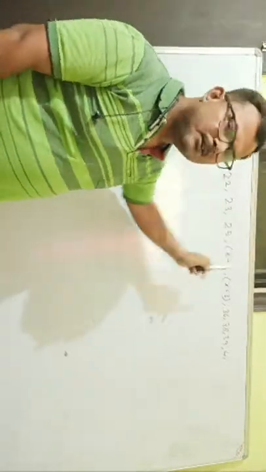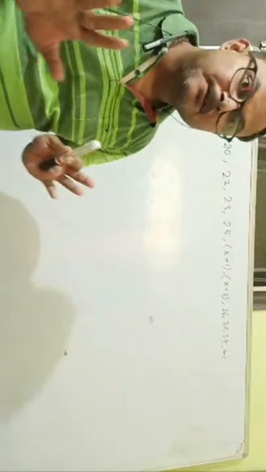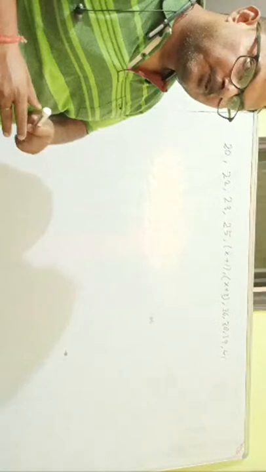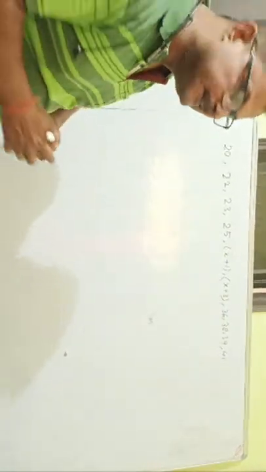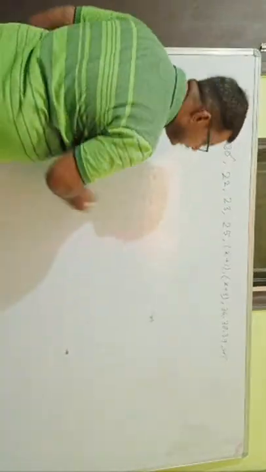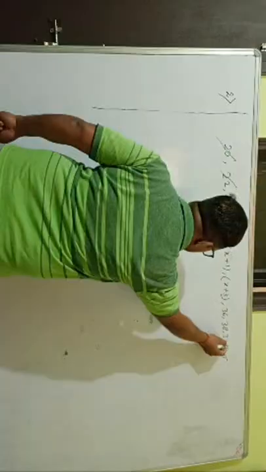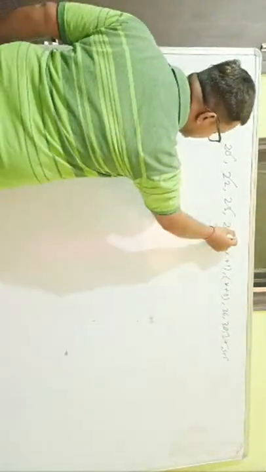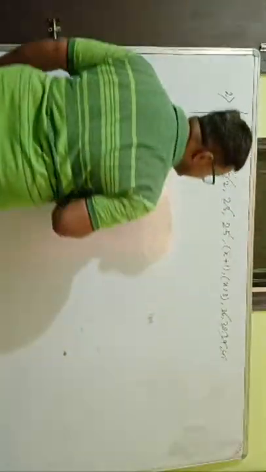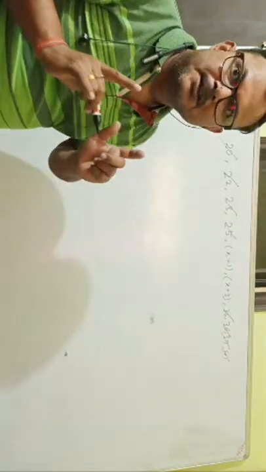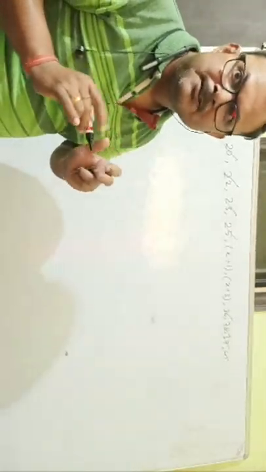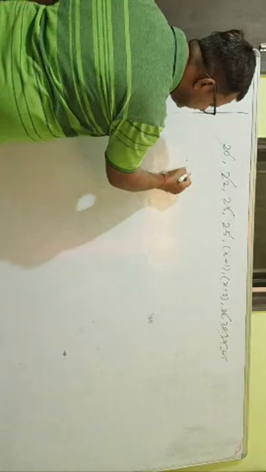Student, it is already given in ascending order and you have counted the number of terms: 10. With the help of a pencil, you cut first from here, first from here, second from here, second from here, third from here, third from here, fourth from here, fourth from here. You are left with two terms at the end.